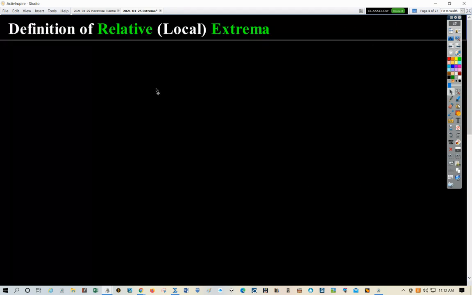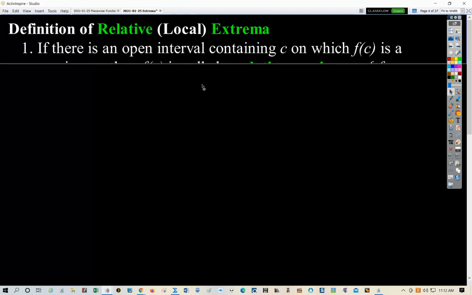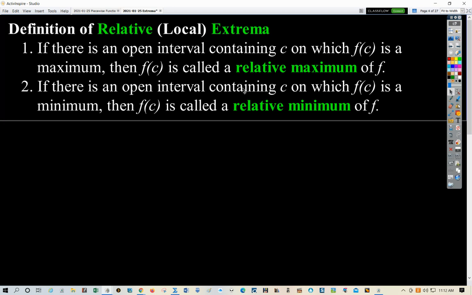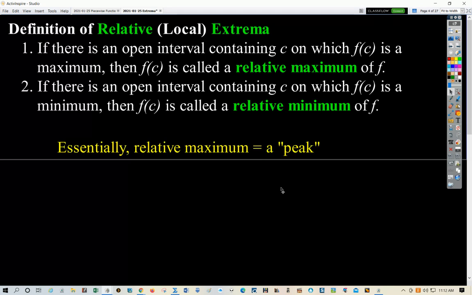All right, so relative extrema. Sometimes these are called local extrema. Remember from our discussion at the beginning today, these are the types of extrema that define a place where in the ant's immediate vicinity, he is at the highest or lowest point, right? So if there's some open interval containing c on which f of c is a maximum, then f of c is called a relative maximum of f. If there is some open interval containing c on which f of c is a minimum, then f of c is called a relative minimum.